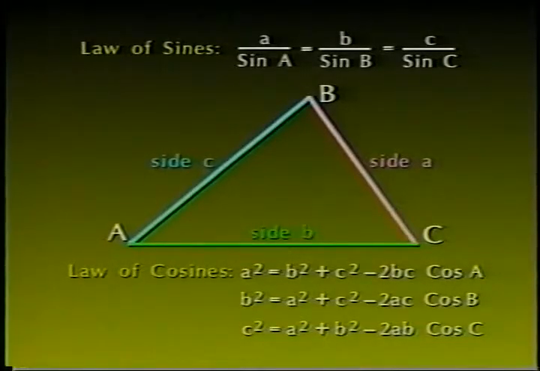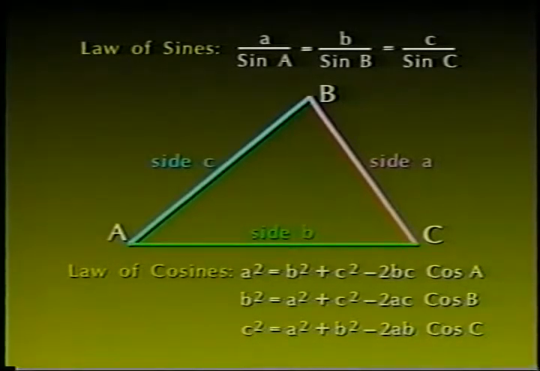Generally, two formulas are used to solve oblique triangles: the law of sines and the law of cosines. The law of sines states that in any triangle, the sides are proportional to the sine of the opposite angle. The law of cosines states that in any triangle, the square of any side is equal to the sum of the squares of the other two sides minus twice the product of those two sides multiplied by the cosine of their included angle.